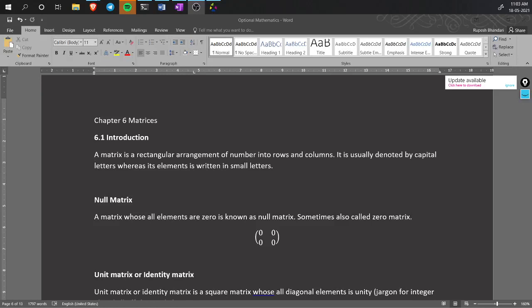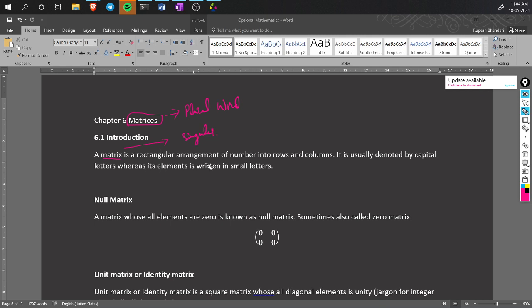So in this particular session, what we'll be doing is learning about matrices. So let's have a look here. What is a matrix anyway? Matrices is a plural word, but a matrix is a singular word. So don't be confused by that.